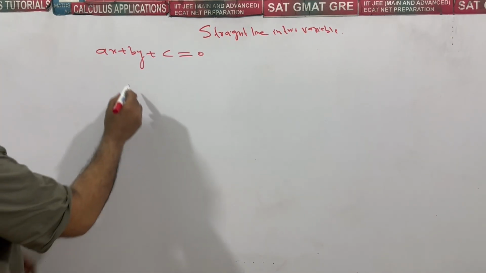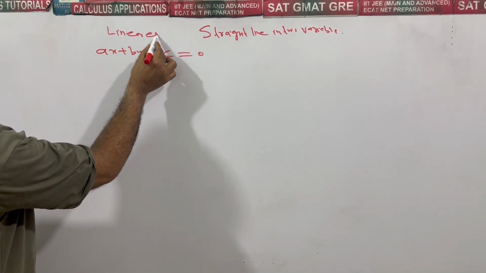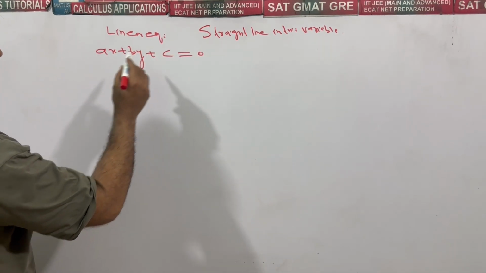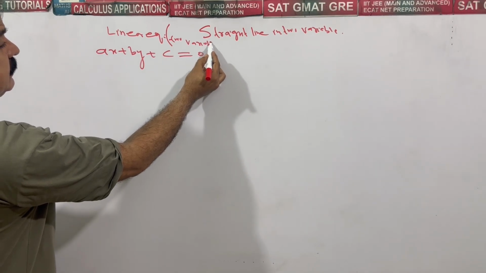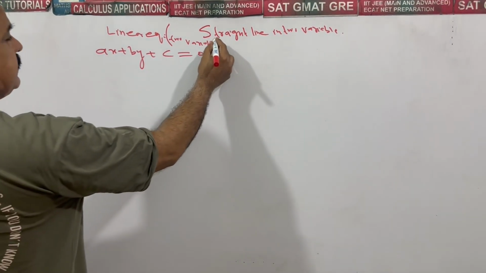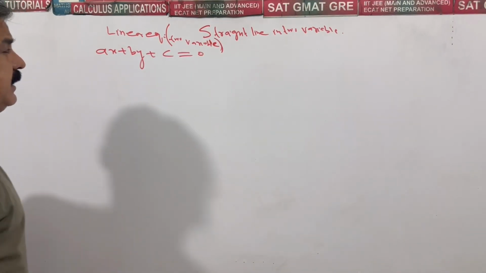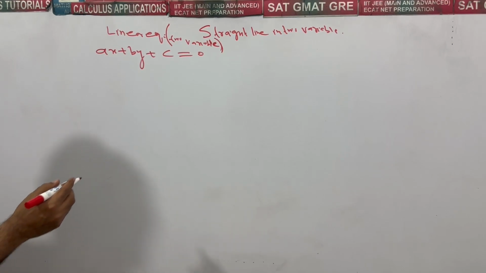A linear equation always represents a straight line. A linear equation in two variables always represents a straight line. If we include z, then it represents a space, a three-dimensional concept.